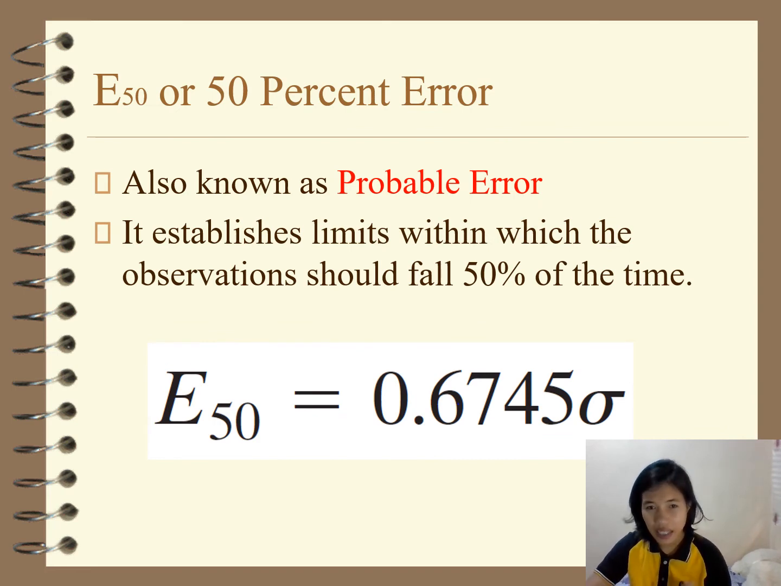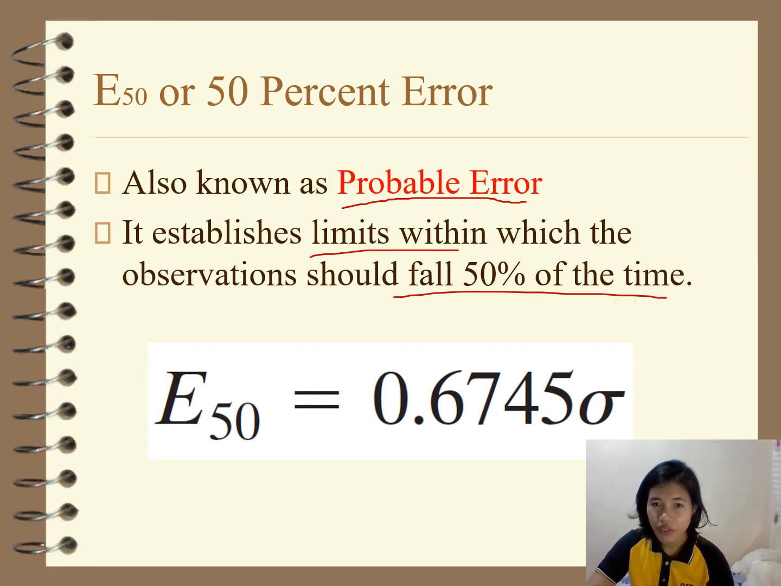This is what we know as the probable error. By definition in elementary surveying, the probable error is the 50% that the value of the observation falls within the value. So, it establishes the limits within which the observation should fall 50% of the time. So, this is the formula.